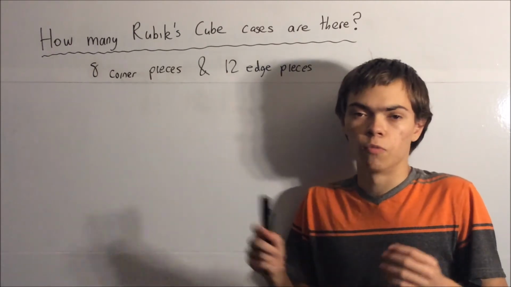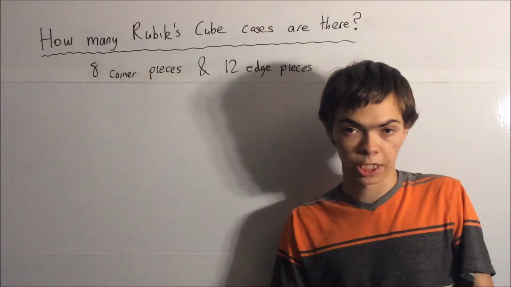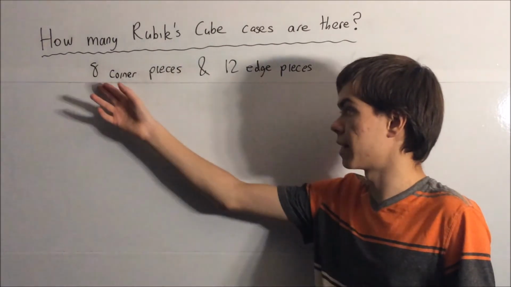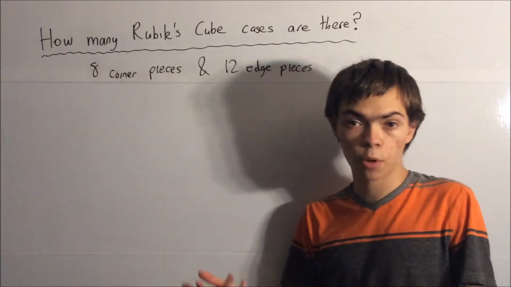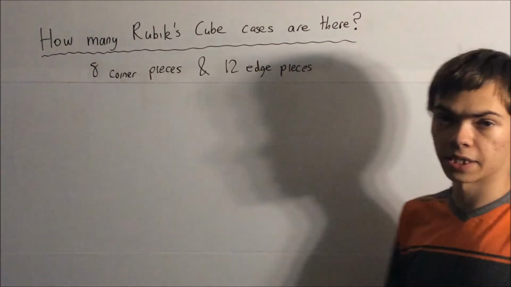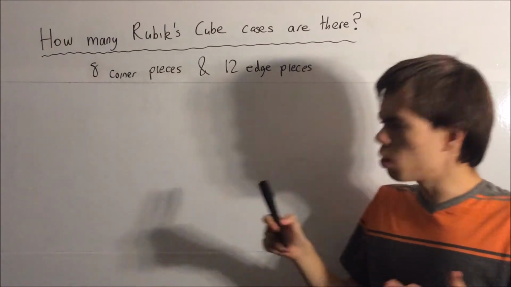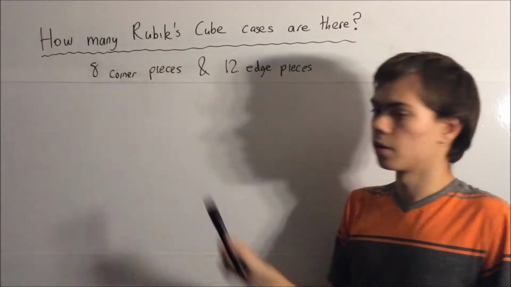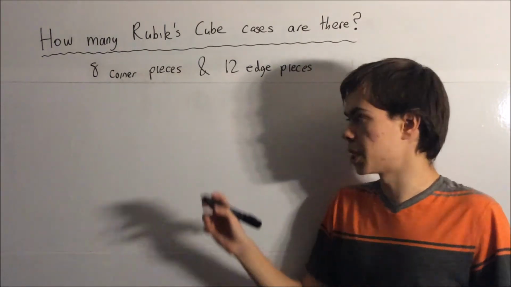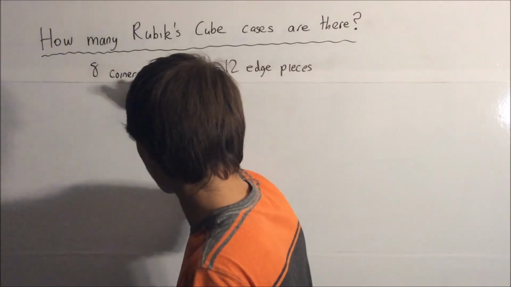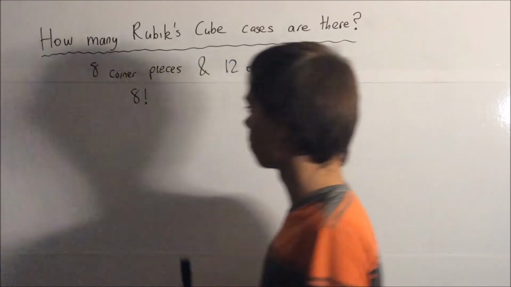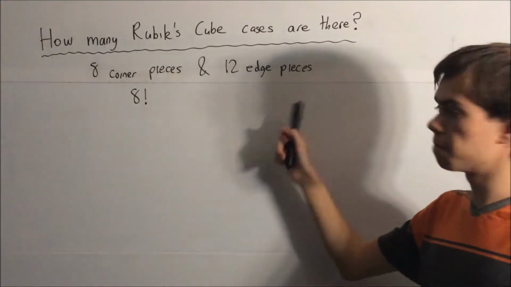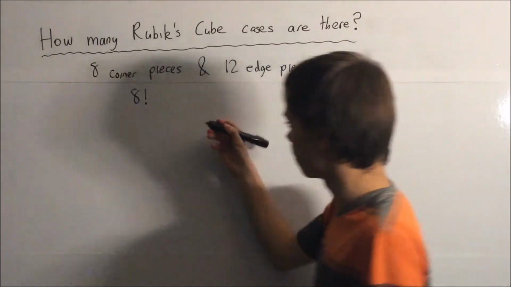Well, first, we're thinking about permutations. The number of different ways, or the number of permutations, that exist for the corner pieces, and the number of permutations that exist for the edge pieces. Well, first, what would the number of permutations be for the corner pieces? Now, the number of permutations that exist for the corner pieces would just be 8 factorial. And the number of permutations that exist for the 12 edge pieces would be 12 factorial.